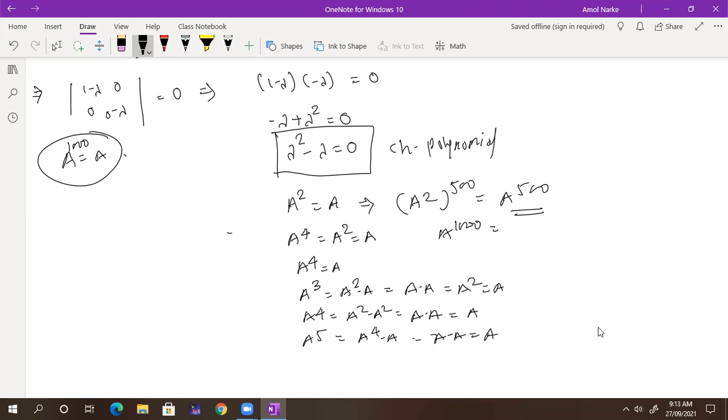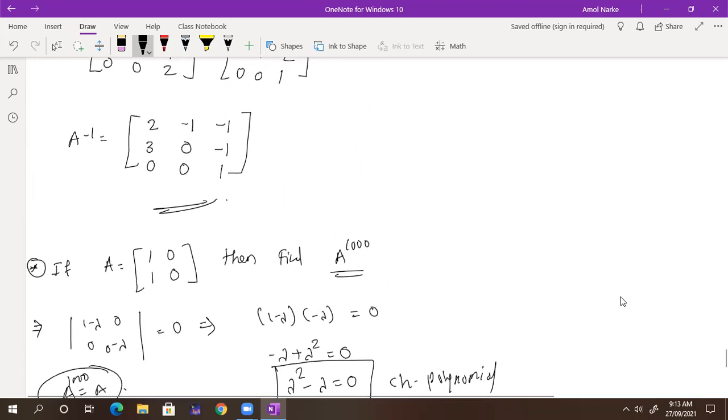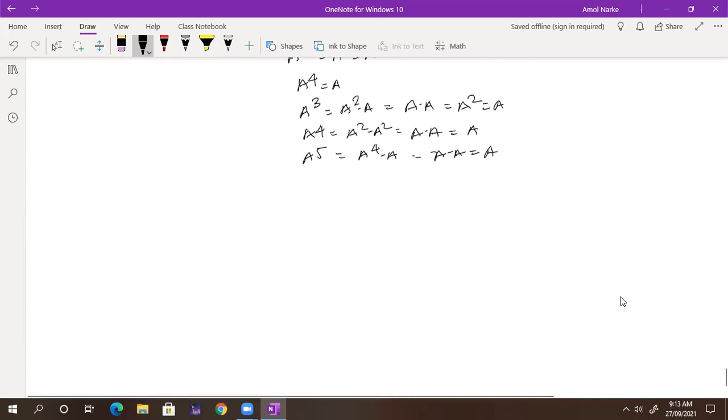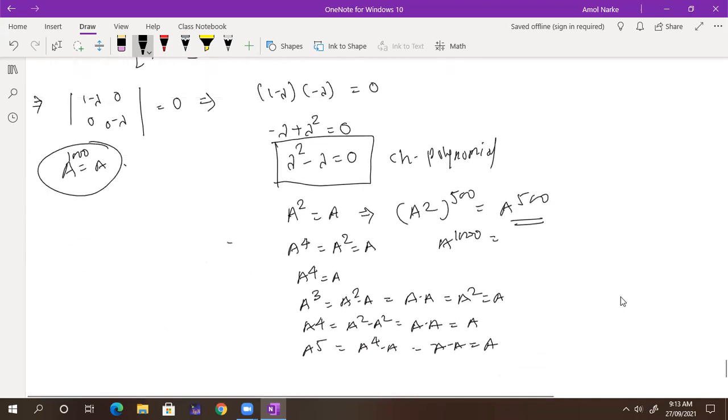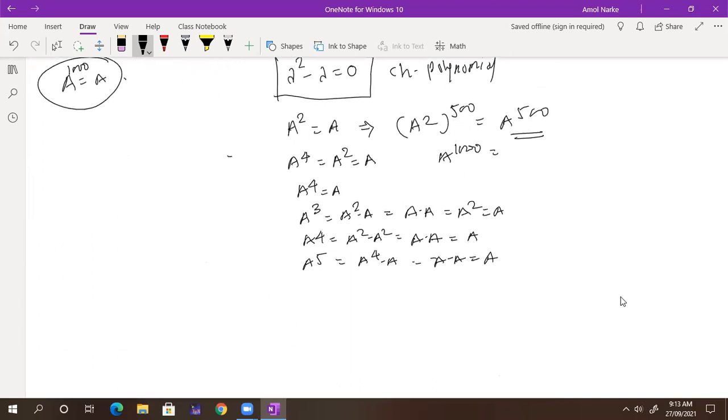So that's what we have for eigenvalues, eigenvectors, and the Cayley-Hamilton theorem. Any doubts up to this? Any doubts, anyone? Okay, so we have 15 minutes remaining.